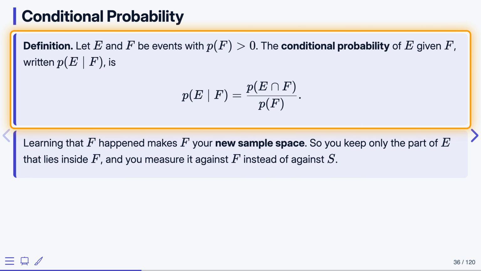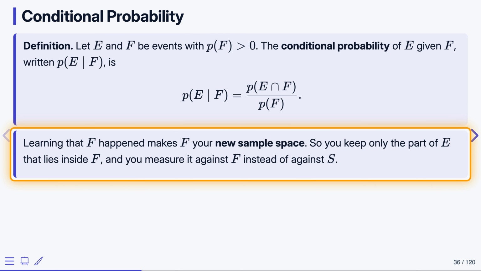Conditional probability answers this question. Given that F happened, what is the chance E also happened? The rule is the probability of E and F together divided by the probability of F. This is the picture behind the rule. Once you know F happened, the outcomes outside F are gone. So F becomes your new, smaller sample space. You keep only the part of E that sits inside F, and you compare it with F, not with the whole of S. Let's work an example.